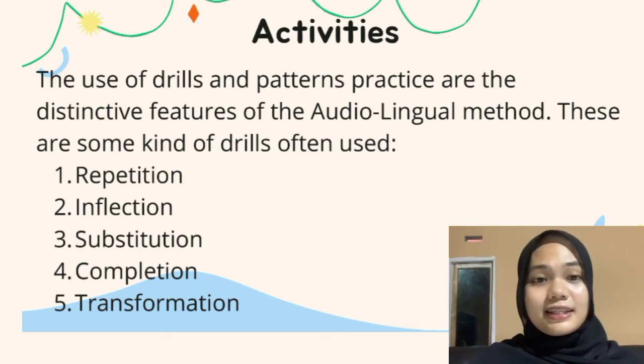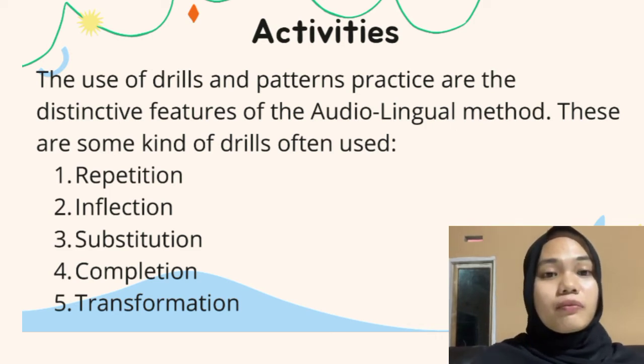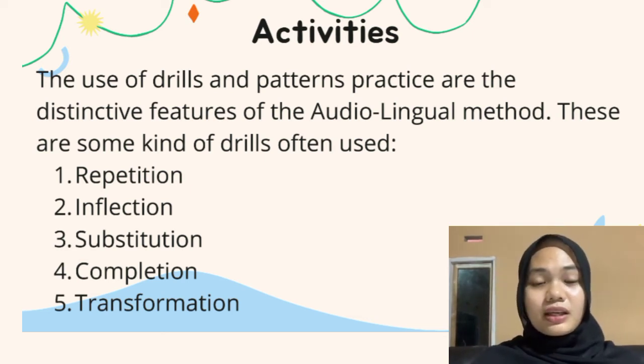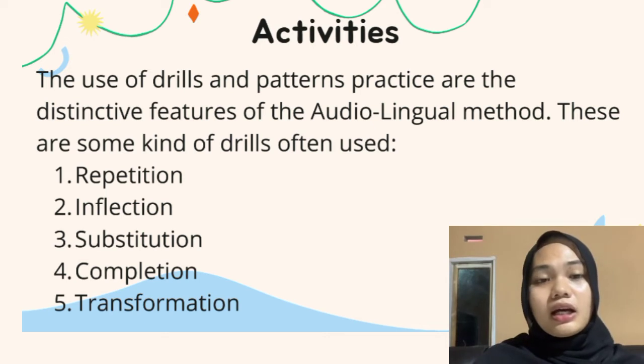And the second is inflection. One word in the utterance appears in another form when repeated. Examples: I bought the ticket. I bought the tickets. He bought the candy. She bought the candy. I call it the young man. I call it the young men.